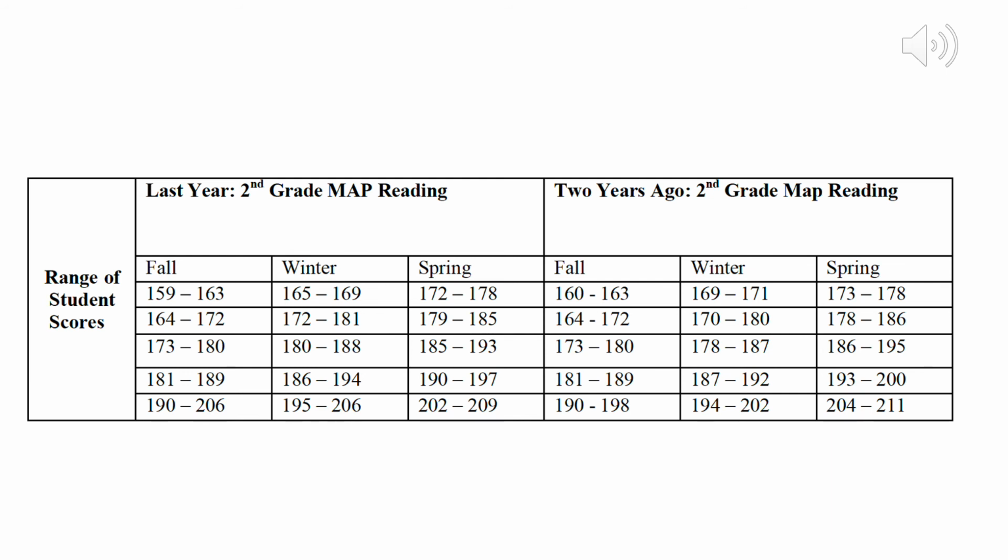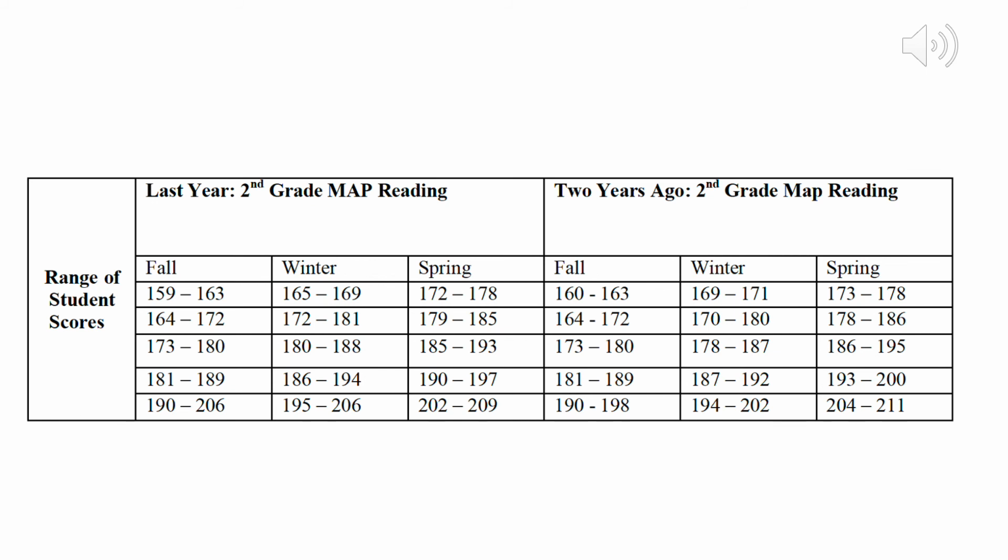So if our students made a 159 in the fall on MAP, they probably made a 172 or 178 by the end of the year for that group of students. If the students made between a 164 and a 172 in the fall, their scores were somewhere between 179 and 185. And this is important because it's showing you the amount of growth these students made.